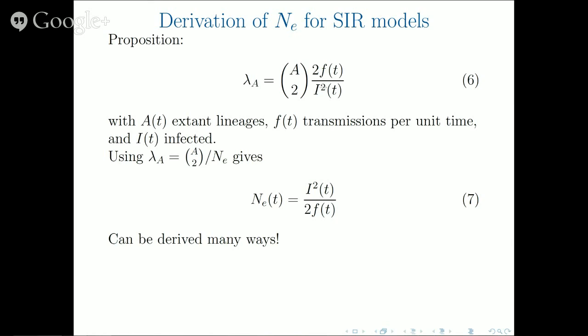It's similar to the Kingman coalescent rate, except now the rate of coalescence is inversely proportional to the number of infected squared and proportional to f of t. F of t is incidence. It's the number of transmissions per unit time. And then if we put this in the canonical form and solve for effective population size, you get that the effective population size is equal to prevalence, or number of infections squared, over twice incidence.